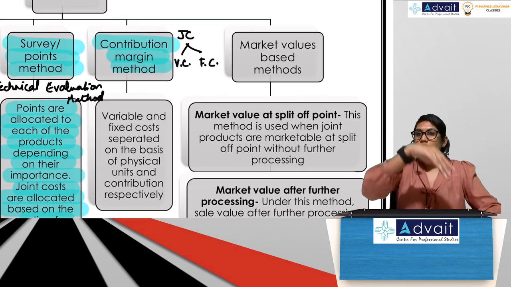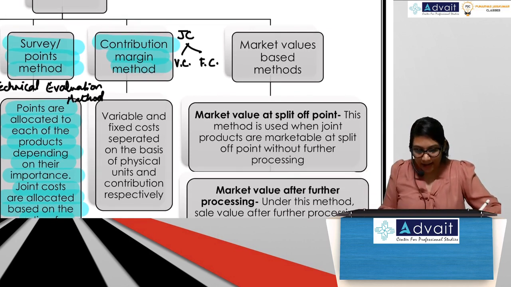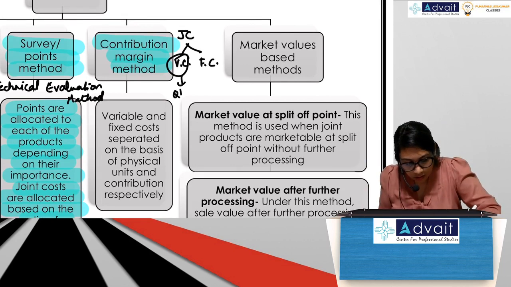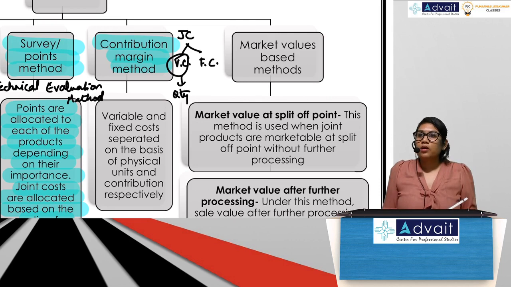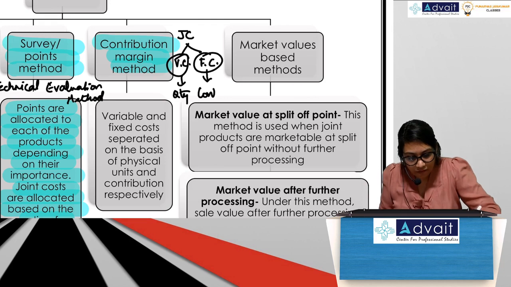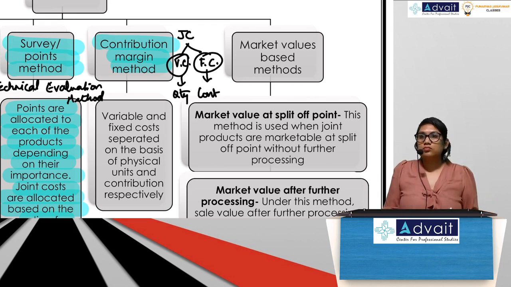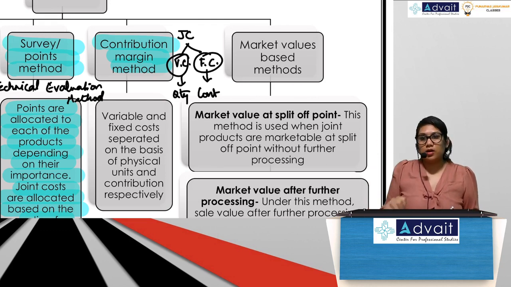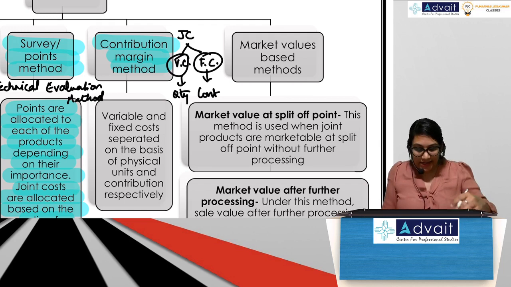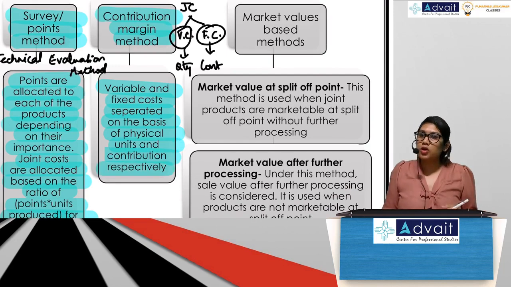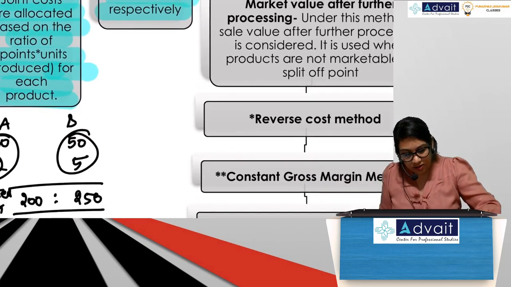How much is variable? How much is fixed? So first you will divide variable costs in the ratio of quantity. Then you will divide fixed costs in the ratio of contribution. What is contribution? Selling price minus variable cost. So see here, same thing: variable and fixed costs separated on the basis of physical units and contribution respectively. That's what I gave you. So we'll take an example for this.